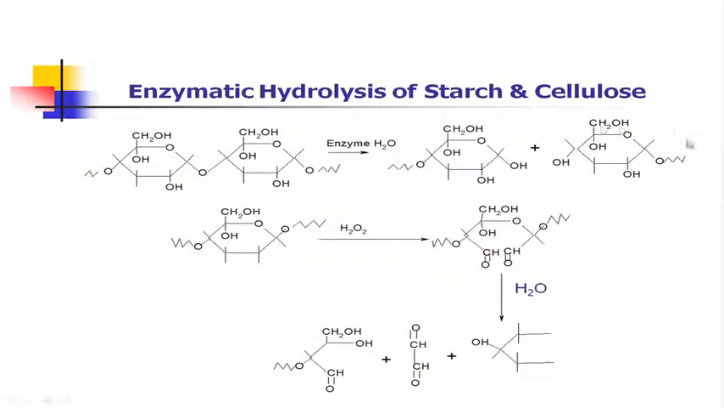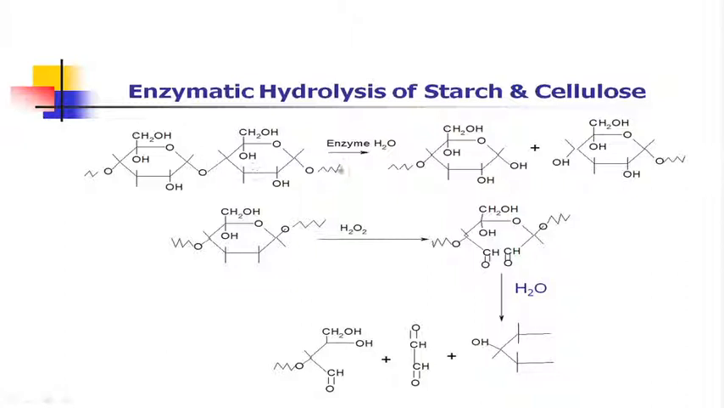This shows a chemical reaction scheme for enzymatic hydrolysis of starch and cellulose. This is the anhydroglucose unit of starch or cellulose. Now, enzyme in water breaks this linkage, forming fragments, which means the molecular weight of these polymers is almost reduced to half if there is one action of the enzyme at this bond.